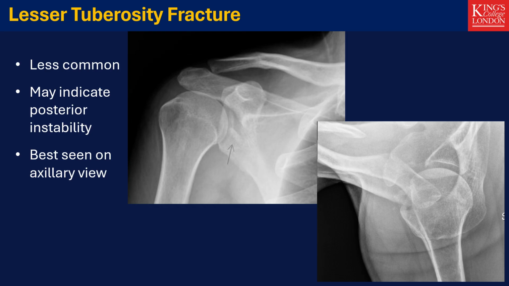These injuries are frequently overlooked. A structured search pattern prevents that mistake. If you see posterior dislocation, actively interrogate the lesser tuberosity before you move on.